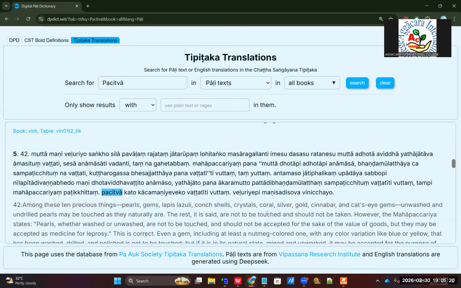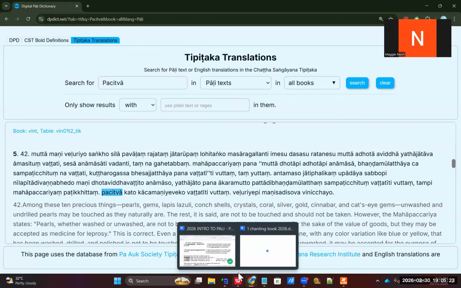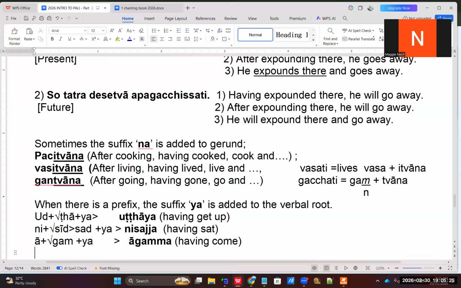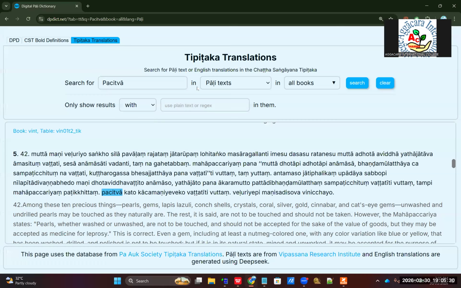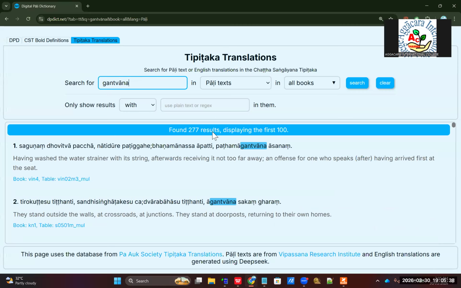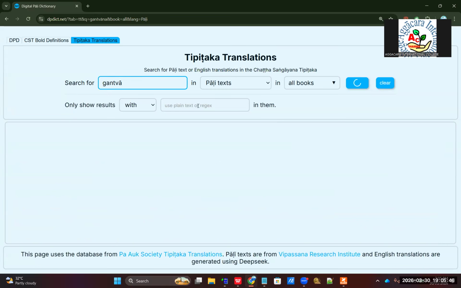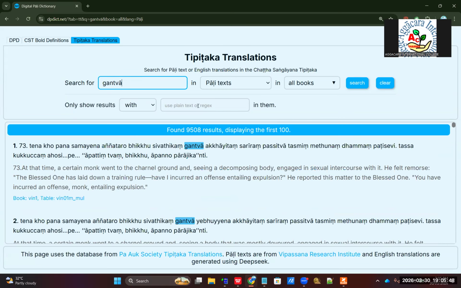Maggie? Yes, okay, understand. All right. Thank you. So like gantva and gantvana. Let's see gantvana. You can all just go to the Digital Pali Reader, click the Pali Tipitaka, copy and just enter. Gantvana, 277. All right. So let's say gantva. Gantva should be a lot. It's very common. 9,508. All right. So gantva is more common than gantvana.